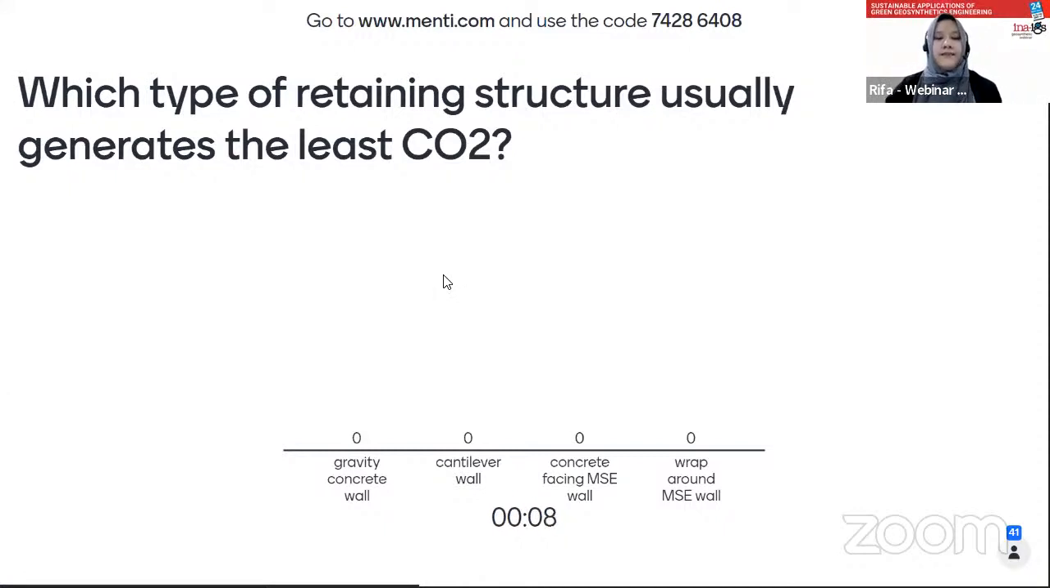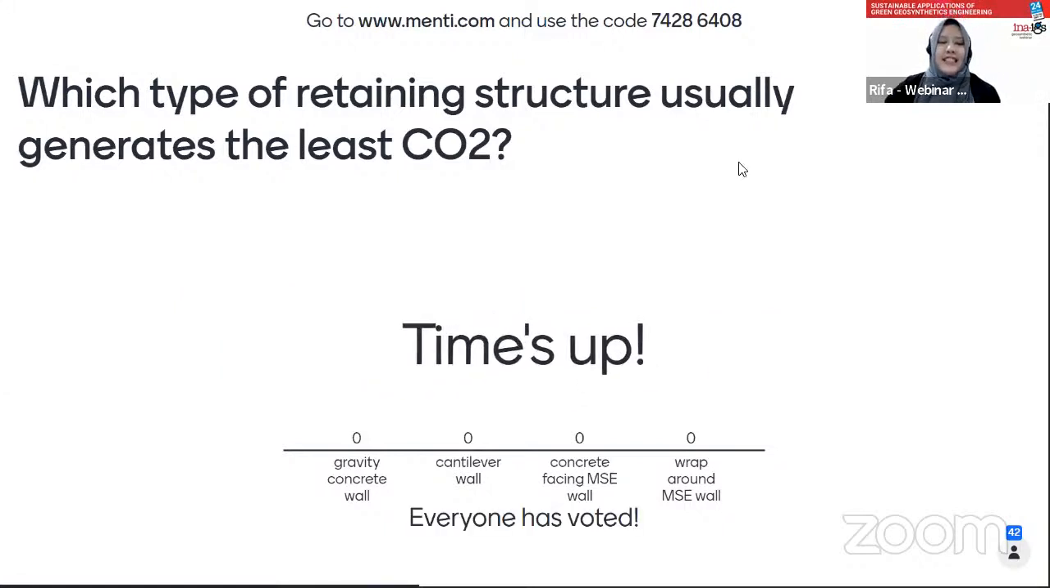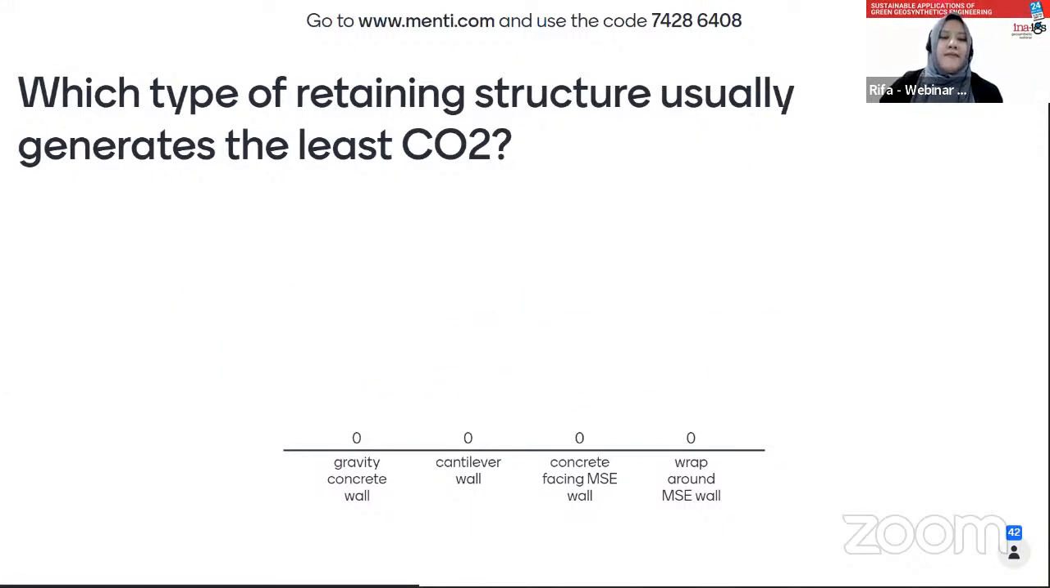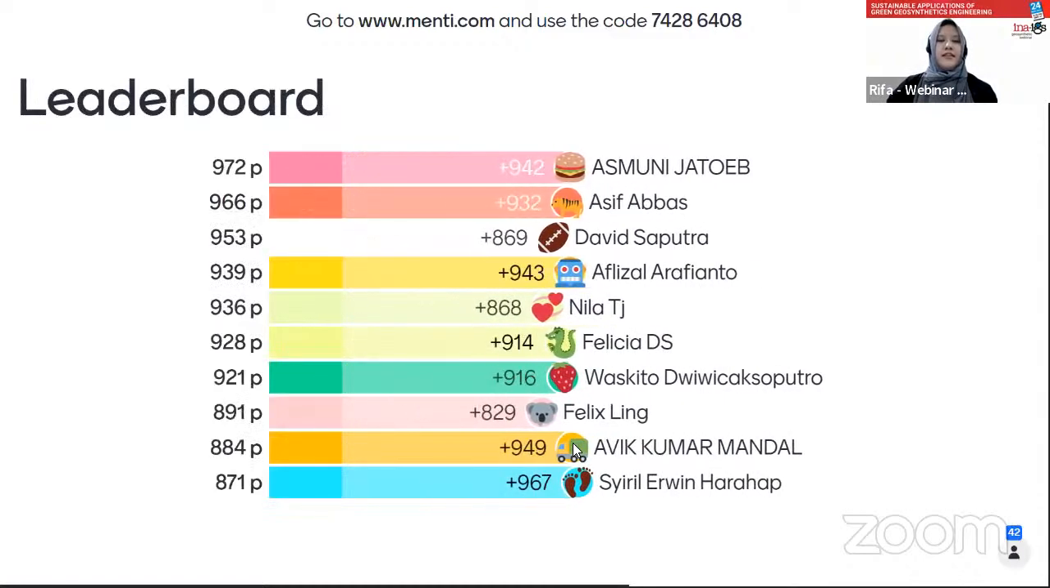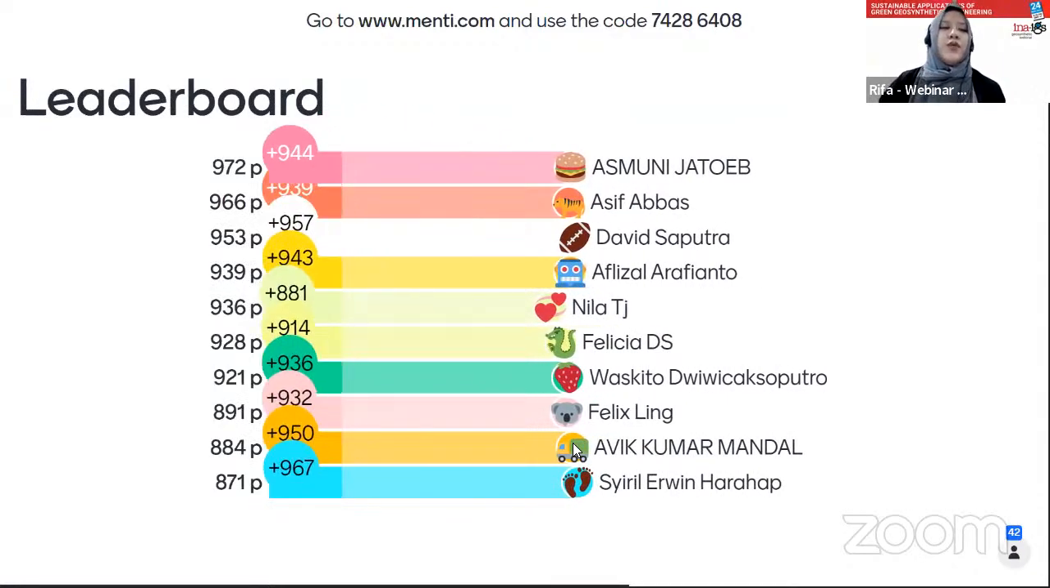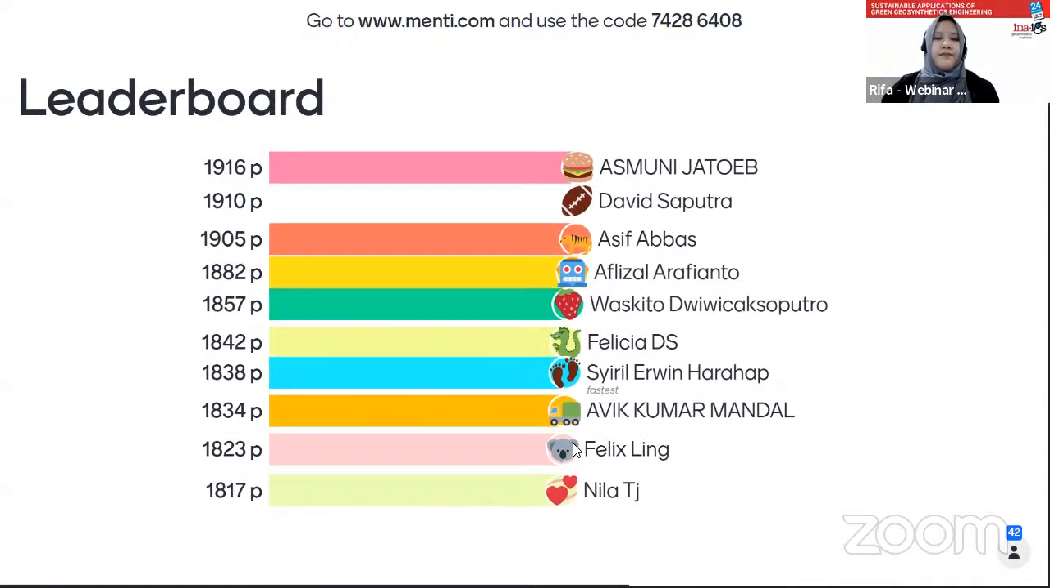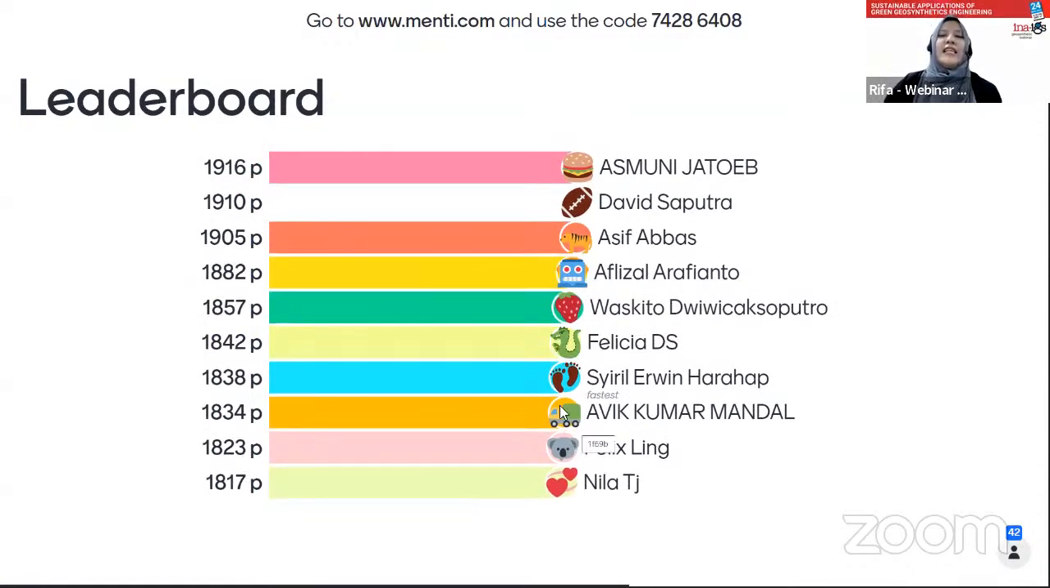10 more seconds. I'll start the countdown now. 5, 4, 3, 2, 1. Time's up. Let's see. The correct answer is the last choice, wraparound MSE wall. Let's see who leads the leaderboard for the second question. For the second question, the one who leads is still Asmoni Jatub. Let's go to the last question.